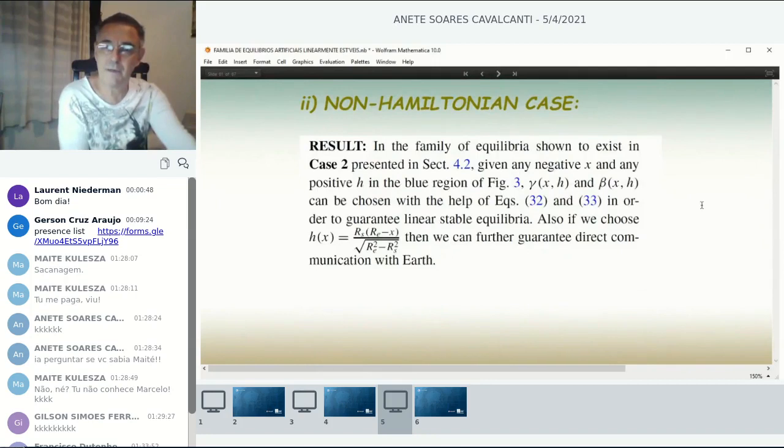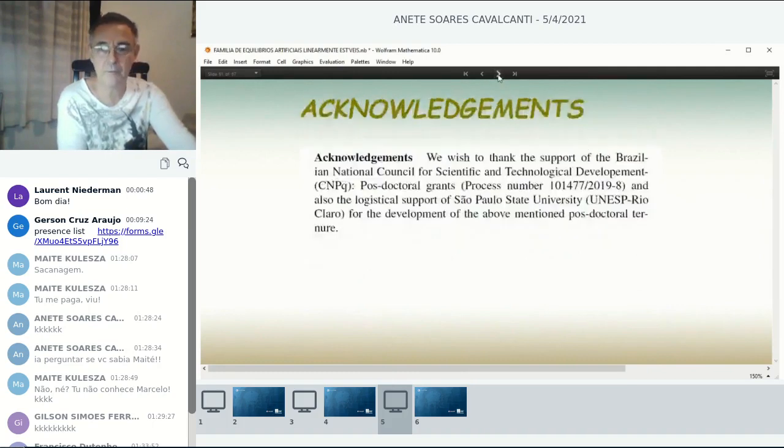The family of equilibria given in the second case, given by a negative axis and any positive h, is inside the blue region of figure 3. And the expressions for gamma and beta as functions of these values can be chosen in order to obtain equilibria that are linearly stable. And further, if we choose x's satisfying this expression here, we can guarantee direct communication with Earth.